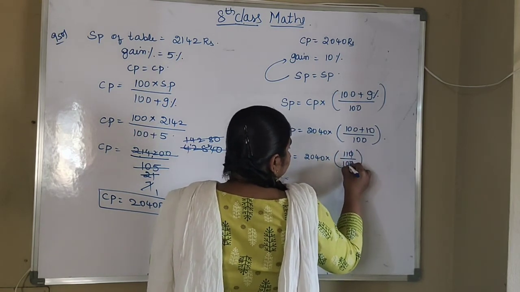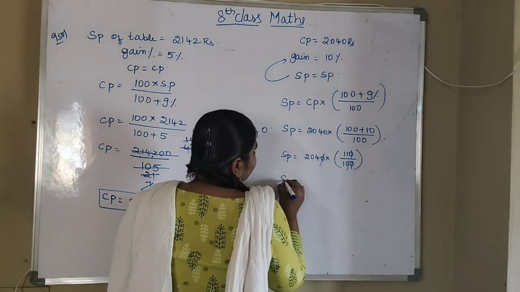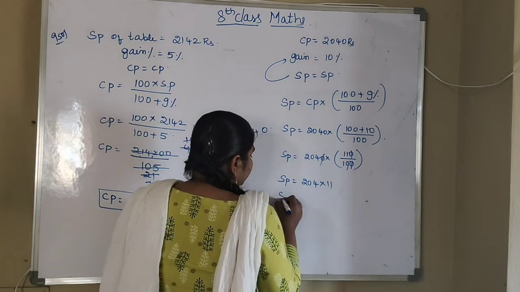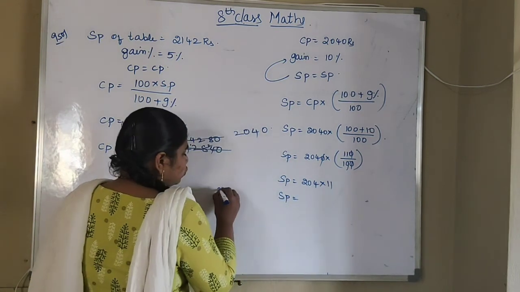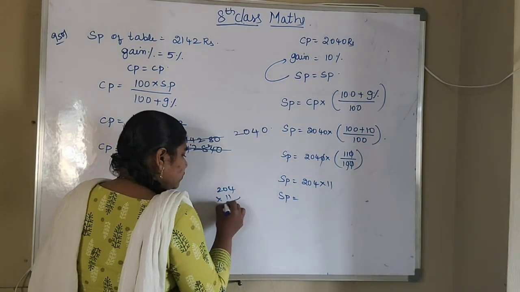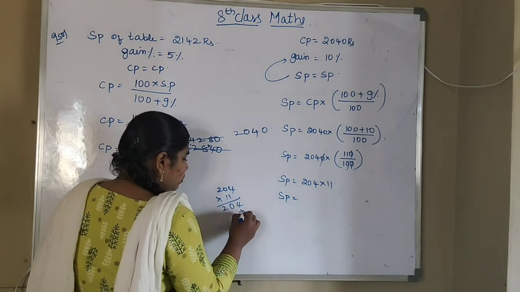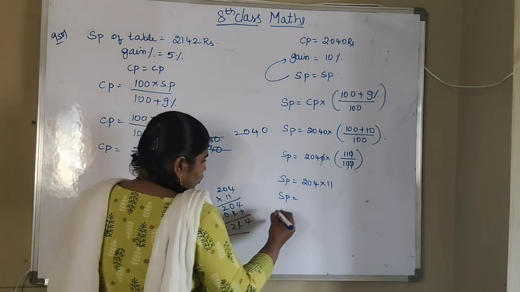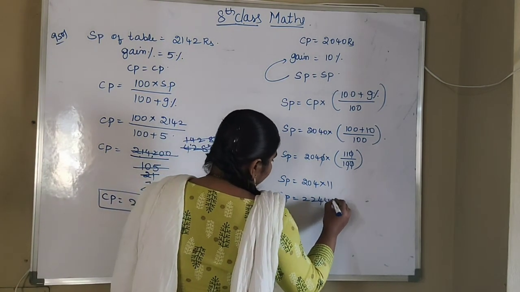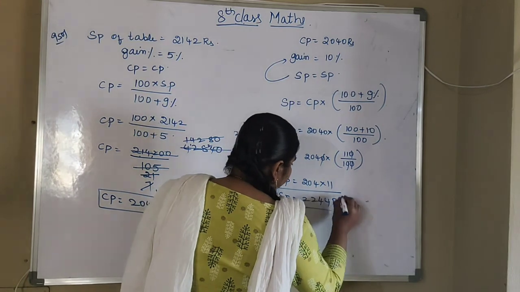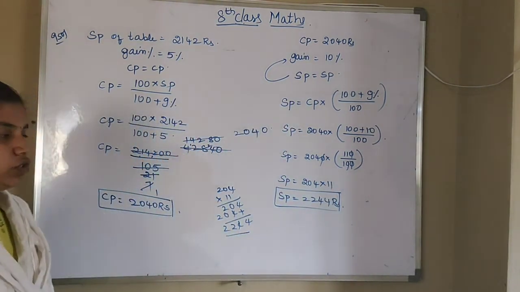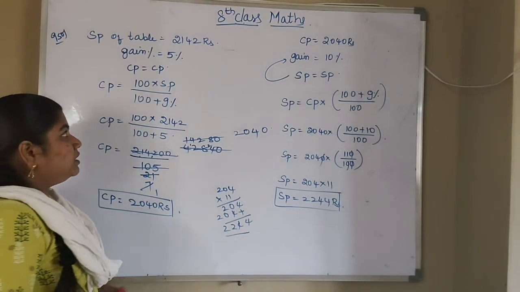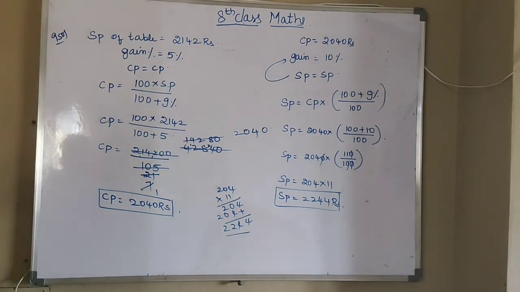Here 0, 0, 0, 0 will get cancelled. What is this SP value? That is 204 into 11. So SP will be, multiply these two, 2244 rupees. That means for getting 10% of gain, he has to sell for 2244 rupees. So this is our 9th solution.